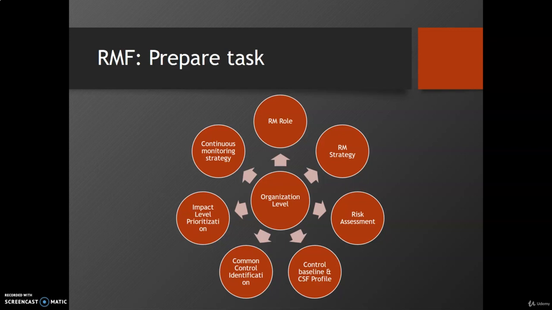The risk management strategy guides and informs risk-based decisions, including how security and privacy risk is framed, assessed, responded to, and monitored. Now, a third task is risk assessment. Now we have defined the roles. Now we have prepared the risk strategy by looking into the risk tolerance of an organization. Now, third is the risk assessment.